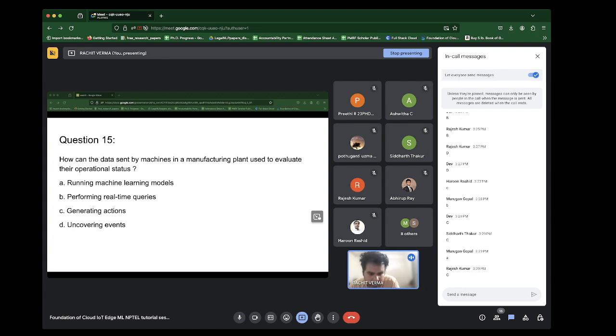Okay. So I hope that is clear. Of course only after you do this, after you have evaluated the operational status, then you can generate some sort of action. But before you do this, you need to analyze the data, and that happens through performing either real-time queries or through running machine learning models. So the answer is A and B. Okay, fine.